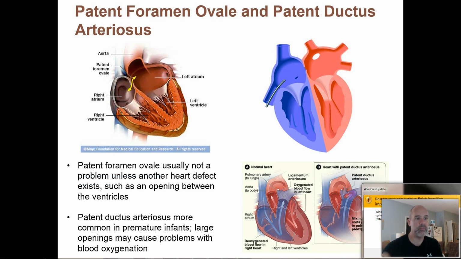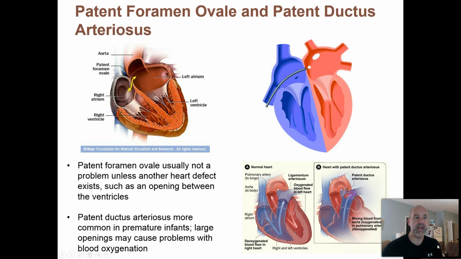You might wind up having blood being forced from the aorta and into the pulmonary trunk, and then you have this inappropriate mixing of that oxygenated and deoxygenated blood.